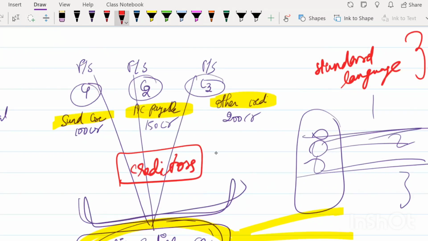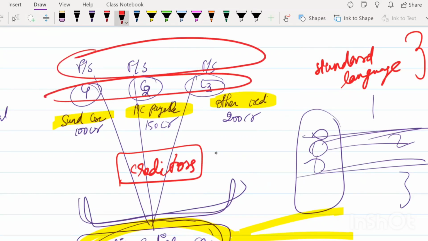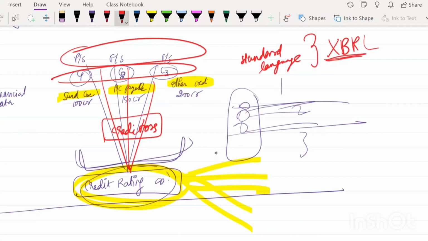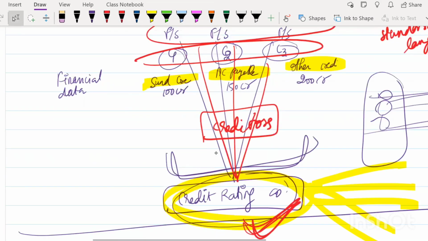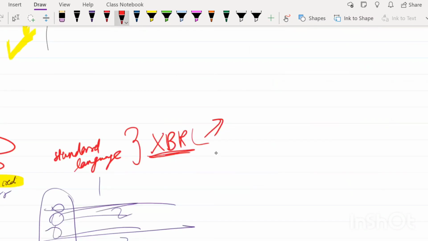And then what we'll do is all of these will change their financial statements to creditors and then finally submit it to the credit rating company, so that it is able to take better decisions or give better rankings. Correct. Yes. So here this XBRL is an international language. Okay, this is an international language, and it is also a standard language for business reporting.